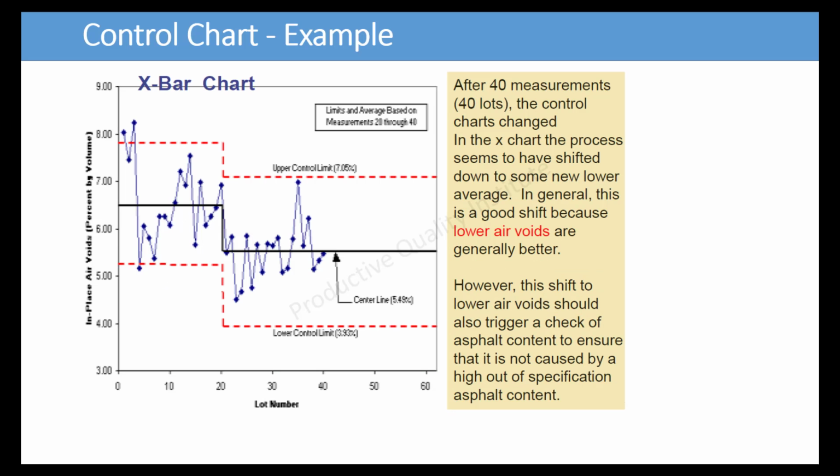After 40 measurements, 40 lots, the control charts changed. In the X chart, the process seems to have shifted down to some new lower average. In general, this is a good shift because lower air voids are generally better. However, this shift to lower air voids should also trigger a check of asphalt content to ensure that it is not caused by a high, out-of-specification asphalt content.